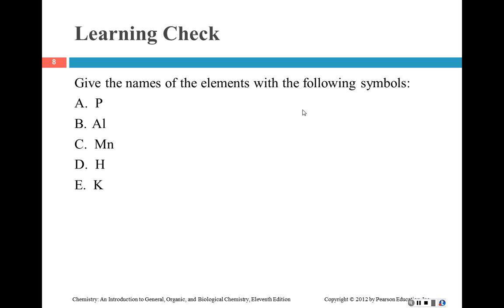So you also need to be able to go the other way with some of these more simple symbols. P, Al, Mn, H, and K. See if you can do these.